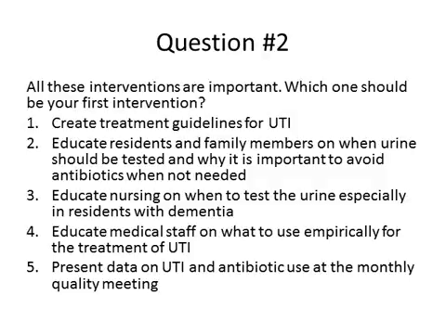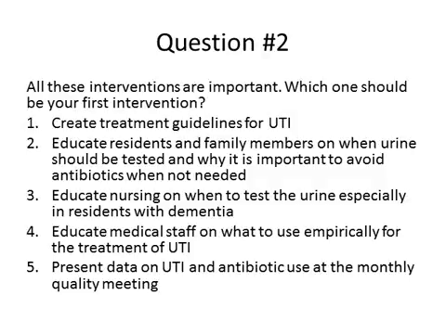Okay, the next thing is question 2. All these interventions are important. Which one should be your first intervention? Create a treatment guideline for UTI. Educate resident and family members on when urine should be tested and when it is important to avoid antibiotics when not needed. Educate nursing on when to test the urine, especially in residents with dementia. Educate medical staff on what to use empirically for the treatment of UTI. Present data on UTI and antibiotic use at the monthly quality meeting. All of them are important, but where should you start?